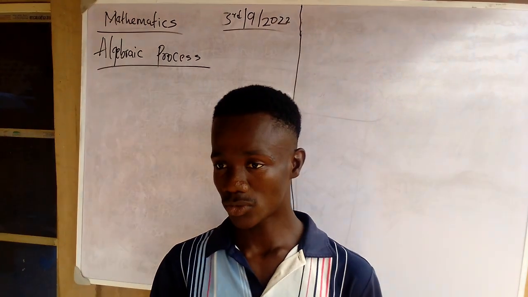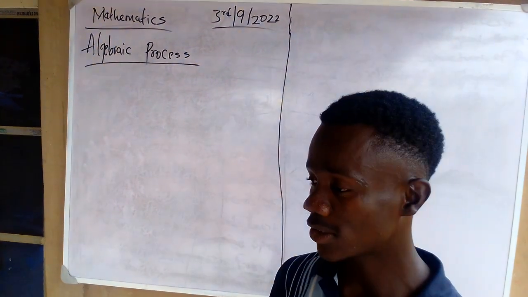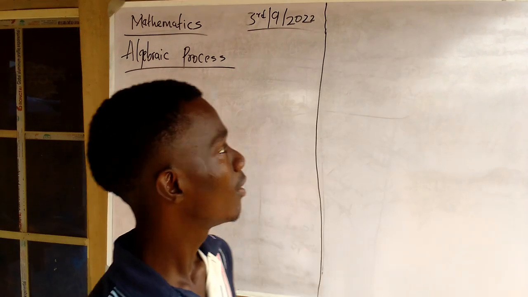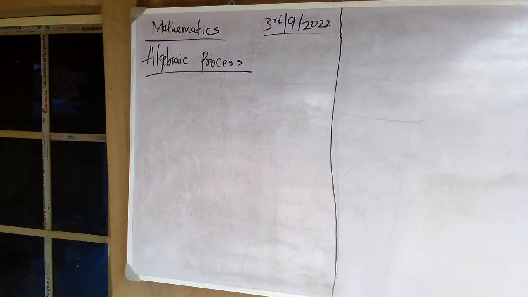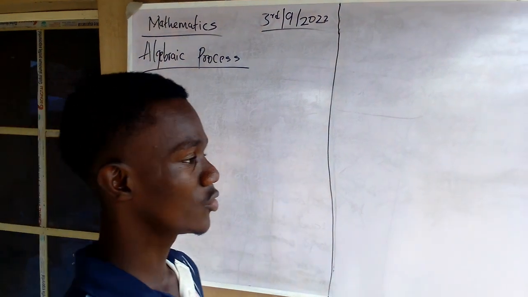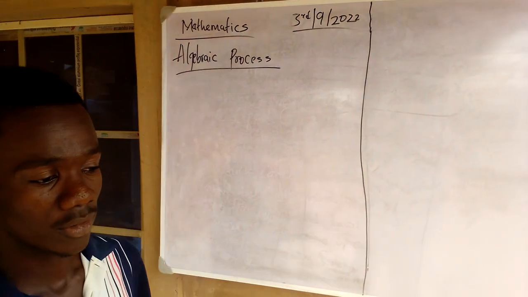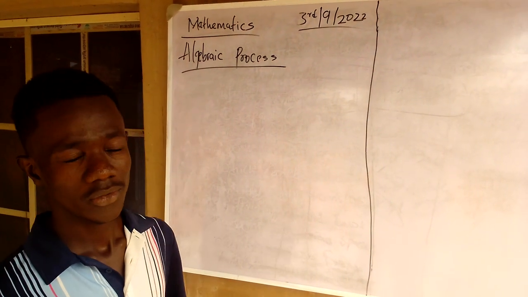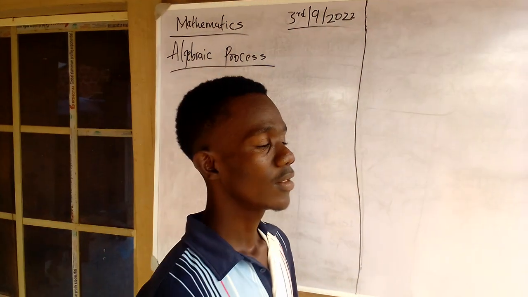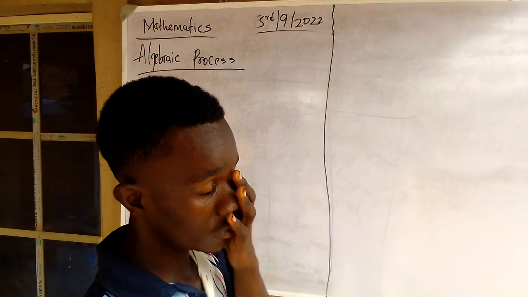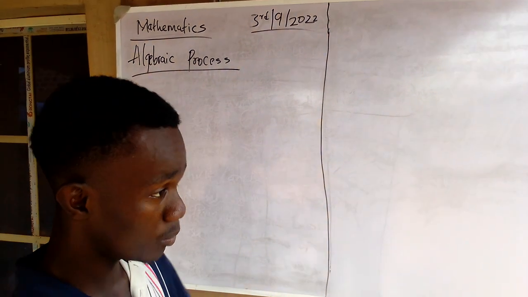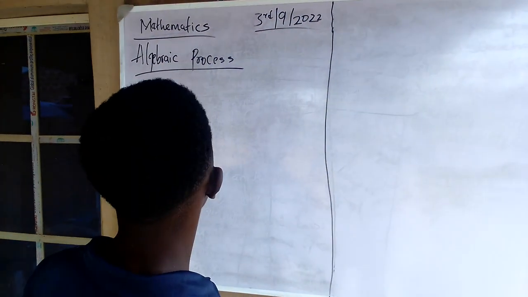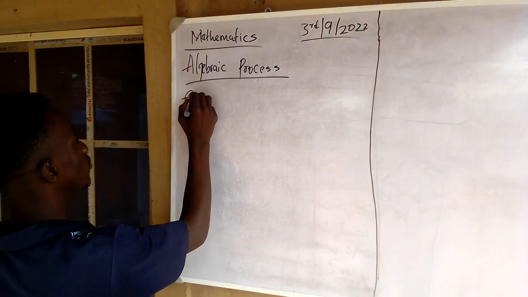So today we're going to treat a very important topic, which is called algebraic process. Algebraic process is a very important topic that we need to listen to, because even in your SS classes you will see it. In this algebraic process, we're going to learn how to expand a number. It's a very simple mathematics. Now, the example comes this way.